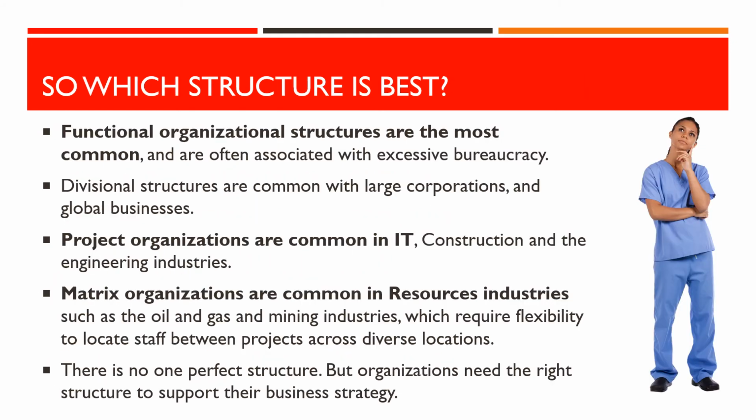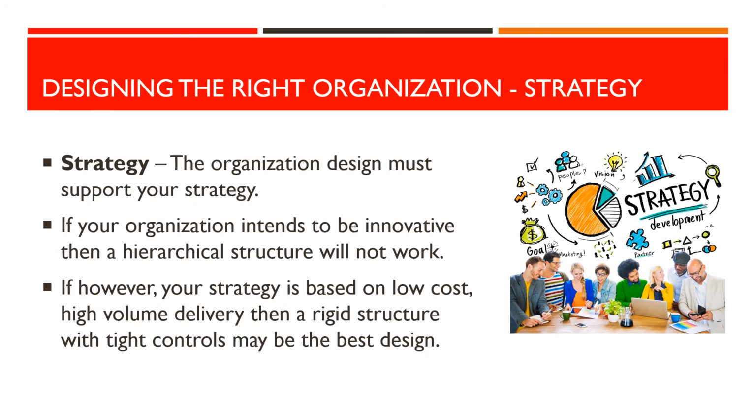Functional organizational structures are the most common, and are often associated with excessive bureaucracy. Divisional structures are common with large corporations and global businesses. Project organizations are common in IT, construction and the engineering industries. Matrix organizations are common in resources industries such as the oil and gas and mining industries, which require flexibility to locate staff between projects across diverse locations. There is no one perfect structure, but organizations need the right structure to support their business strategy.